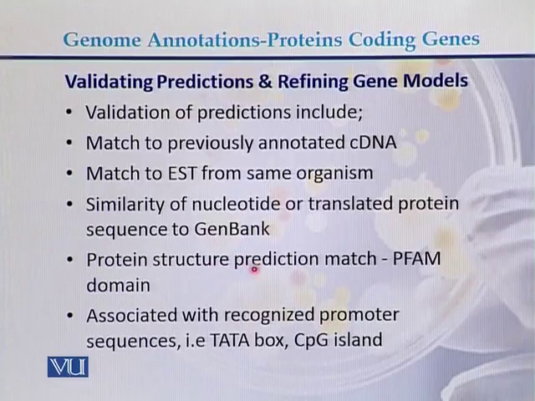Protein structure prediction can also be used for genome annotation, as can association with recognized promoter sequences which are usually present with the genes, called TATA box or CpG islands. With the help of the TATA box and CpG islands, we can identify the genes from the sequence of the genomes.